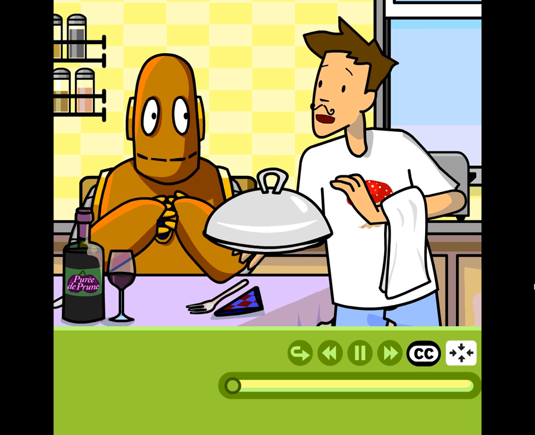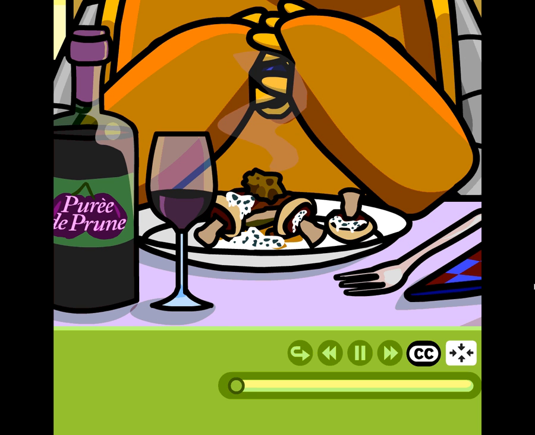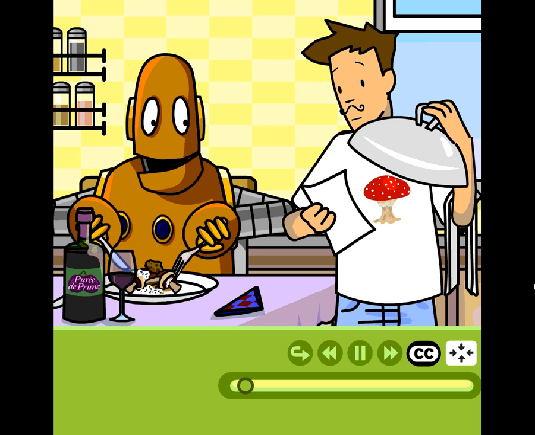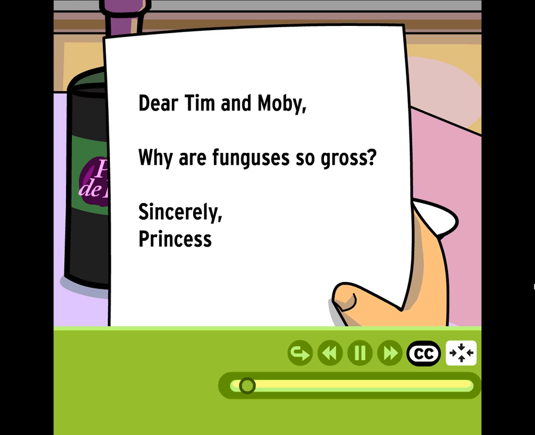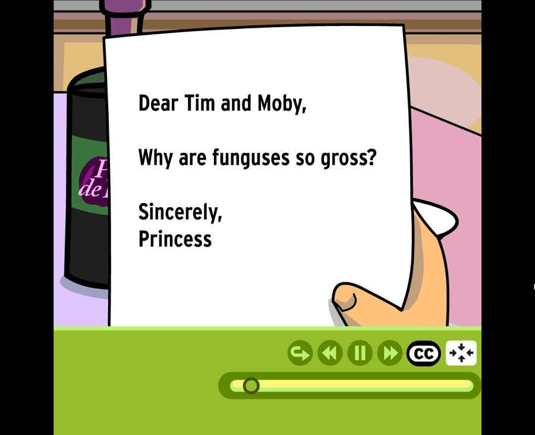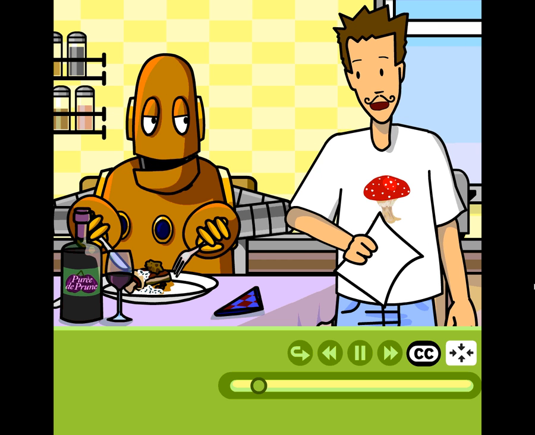Monsieur, dinner is served. Grilled portobello mushrooms smothered in melted blue cheese and a light duck jus. Dear Tim and Moby, why are funguses so gross? Sincerely, Princess. Not every fungus is gross. Ask Moby, he's eating some right now.